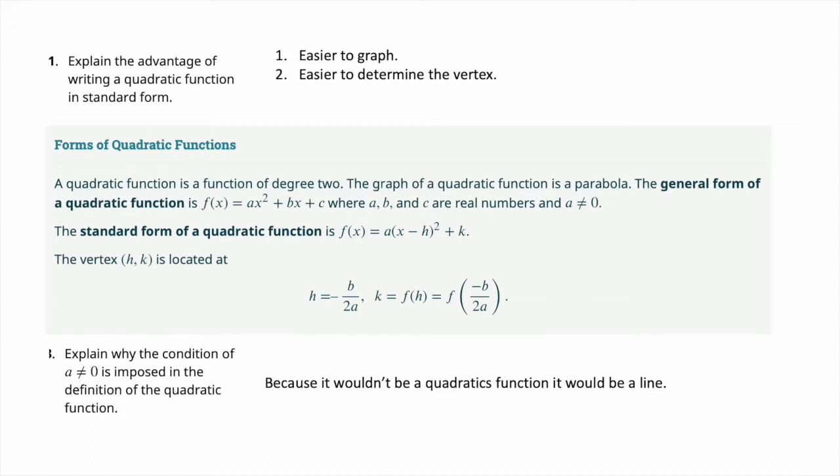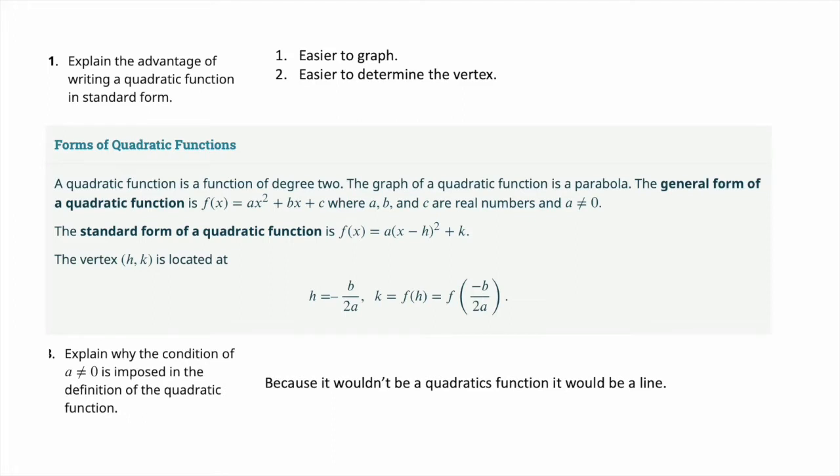The second thing is that the vertex is easier to find. As you see right there in the box, h is equal to minus b over 2a, and k is then substituting that into the function. Well, in the standard form, you just look at h and k and write it down. There's really no calculations to do there.